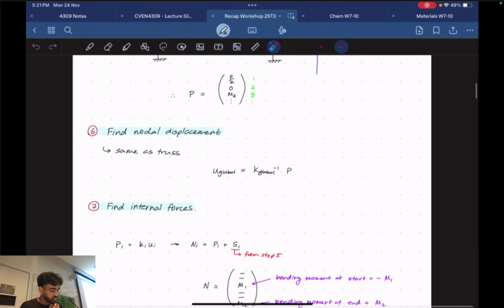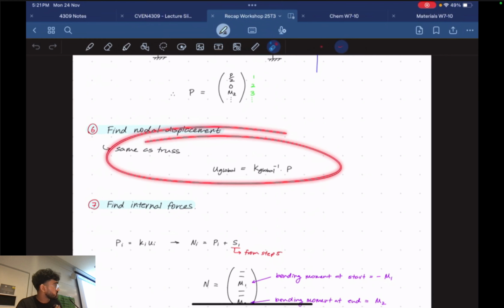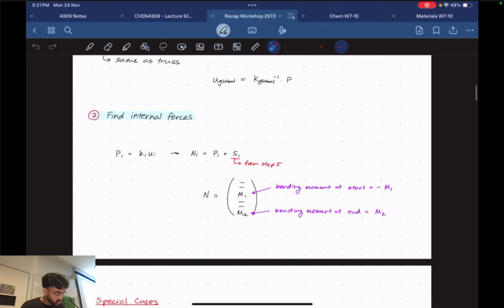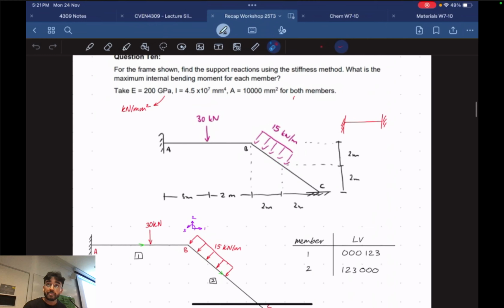Then finding your node displacements. This requires you to actually invert your matrix. My way of doing it is just using simultaneous equations. It's a bit easier, because I don't know how to flip a matrix. For finding your internal forces, I'll go through how to find that as well. And here are some special cases which you guys can read after, okay?